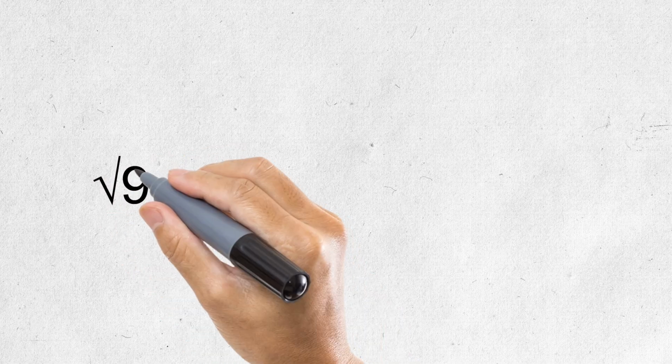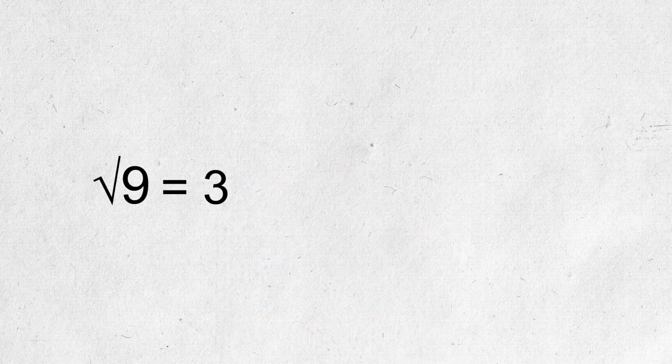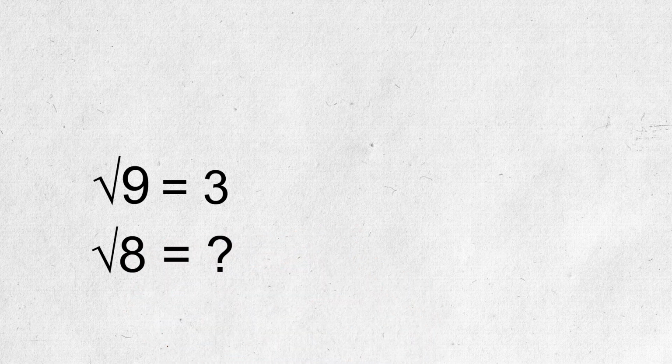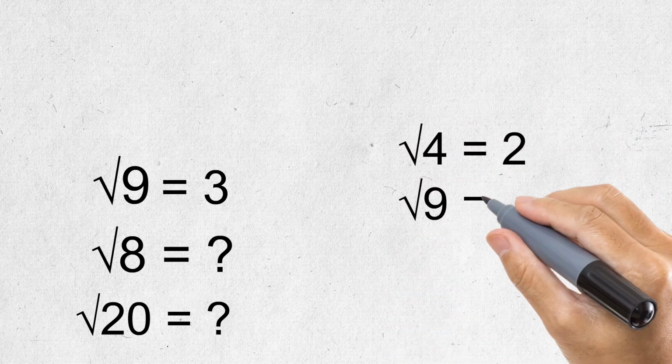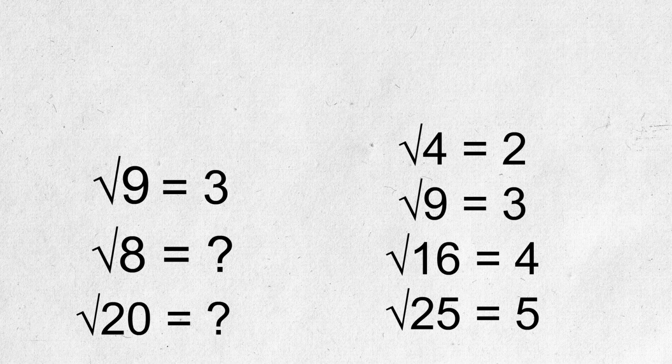So what is a square root? Imagine you have a number like 9 and you ask yourself, what number times itself equals 9? The answer is 3. That's the square root. Easy, right? But what if we have a number like 8 or 20? These are not perfect squares. A perfect square is a number like 4, 9, 16, or 25, numbers that have whole number square roots. Today, we'll learn how to estimate square roots for these non-perfect squares.